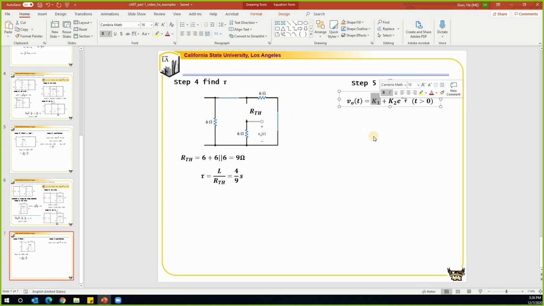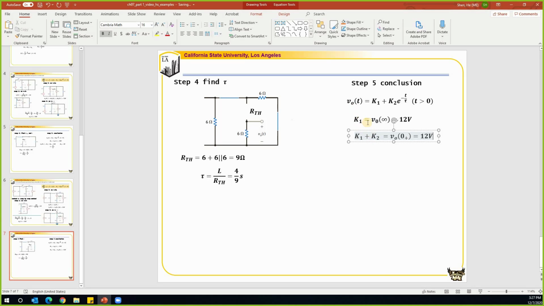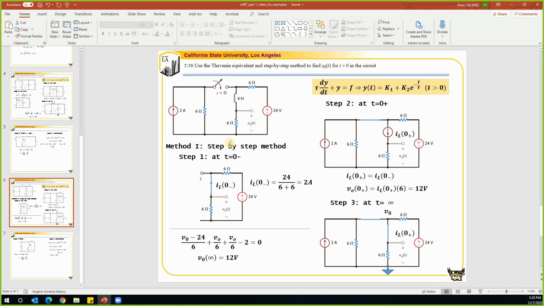And we know that K1 is equal to VO at infinity. K1 is equal to that. And K1 plus K2 is equal to the initial condition, which is VO at t equals 0 plus. We find it over here, which is 12. Since K1 plus K2 is equal to 12, we can find K2 is equal to 0. And we will know that VO actually is equal to 12 volts. So this is how we use the step-by-step method to solve this problem.